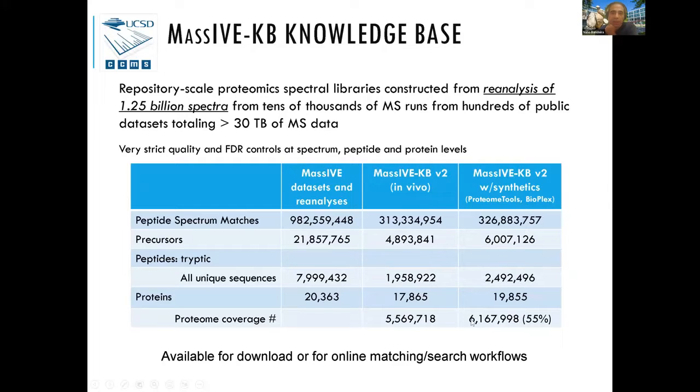And this covers over 55% of the human proteome, and pretty much every single protein is represented in there. There's a couple hundred that aren't, but the vast majority of them are. And this was derived from over 1 billion spectra and 30 terabytes of public data. So this is only possible because of the data that the community has shared.